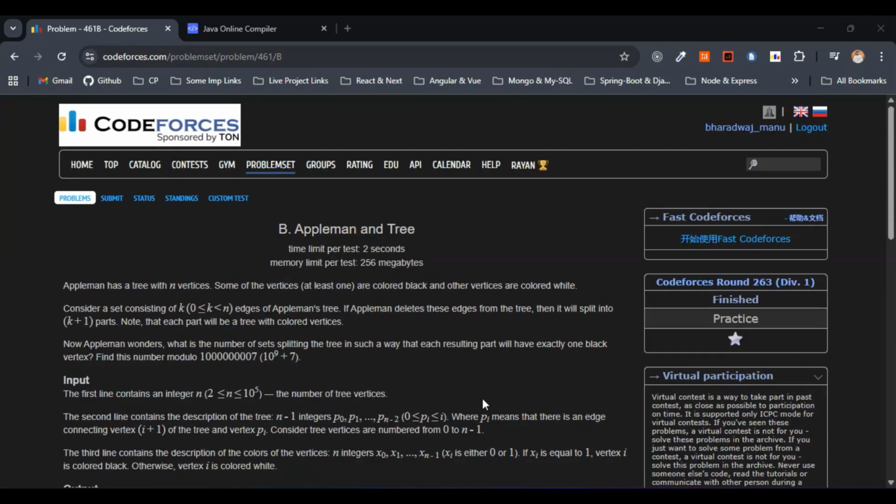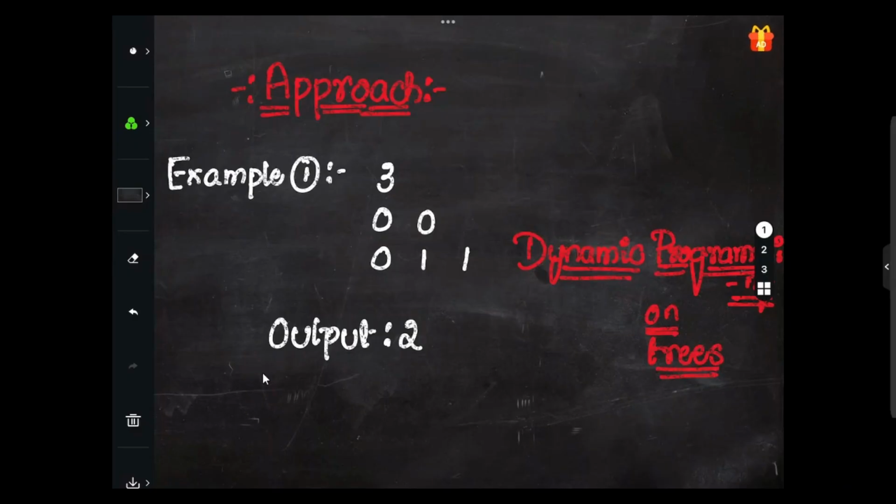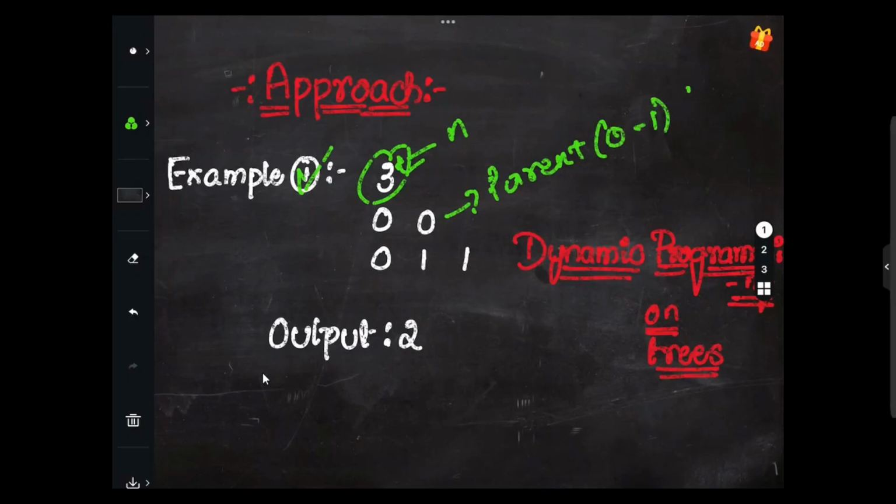Next, let's quickly discuss the approach part, right? Sorry, not the complexities, the approach part. I have considered the same first example here. So we have n equals 3. We have already discussed this one. Basically, this is nothing but the parent, so here it is 0 to 1 and 0 to 2.